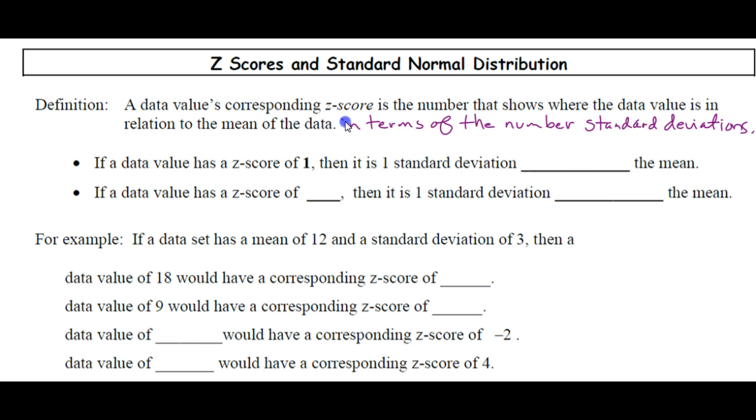So if a data value has a z-score of 1, then it is 1 standard deviation above. So it works positive and negative. The mean has a z-score of 0, it's in the middle. 1 standard deviation above will be 1. If a data value has a z-score of negative 1, then it is 1 standard deviation below the mean.